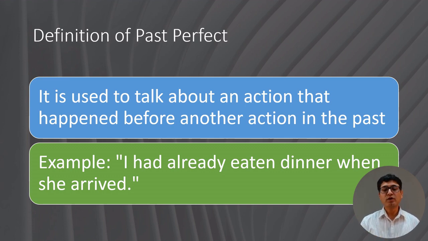I had already eaten dinner when she arrived. So as you can see, there are two actions expressed in this sentence. One is eating and the other is arriving. So which took place before? Certainly, I had already eaten. That took place before she arrived. So with the action that took place before, we will use past perfect tense.